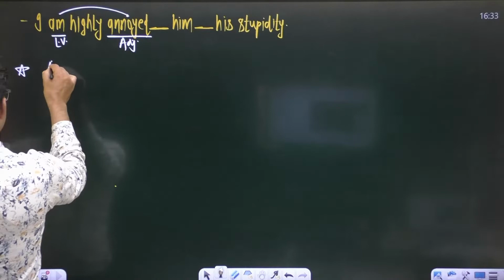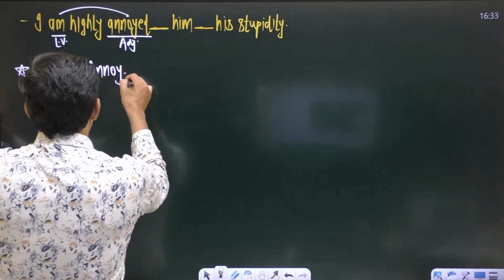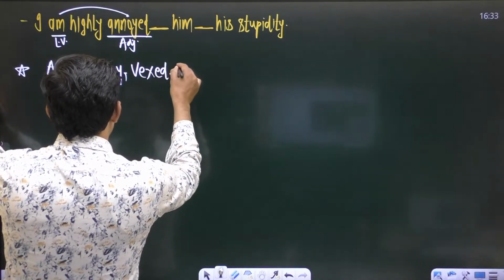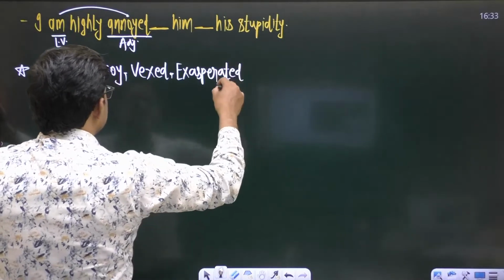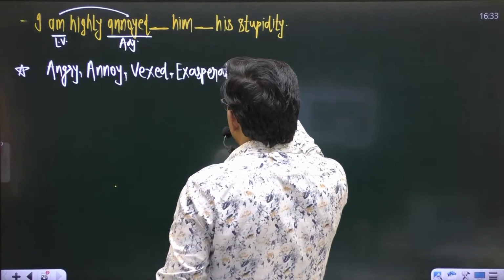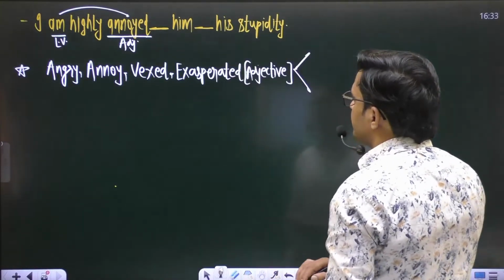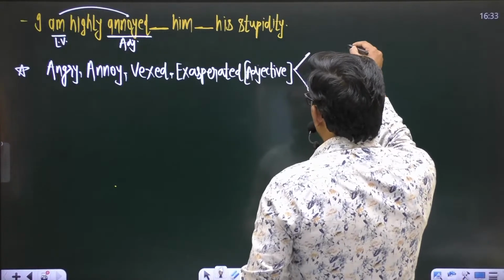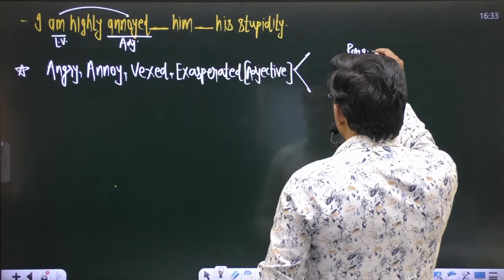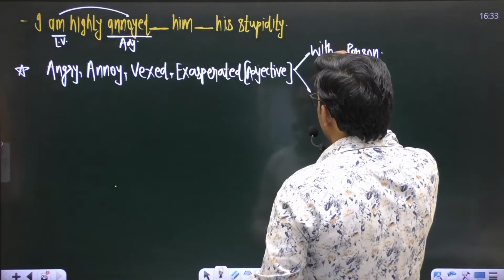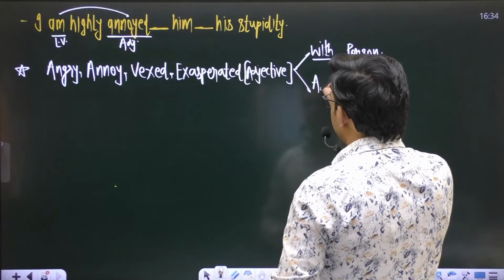So what is the concept? The concept is some of the adjectives like angry, annoyed, vexed, exasperated, right? All these four words are adjectives, and make sure these adjectives demand two different prepositions when they are followed by an object which denotes persons. In the case of persons, these words demand the preposition with, but in the case of things, these words demand the preposition at.